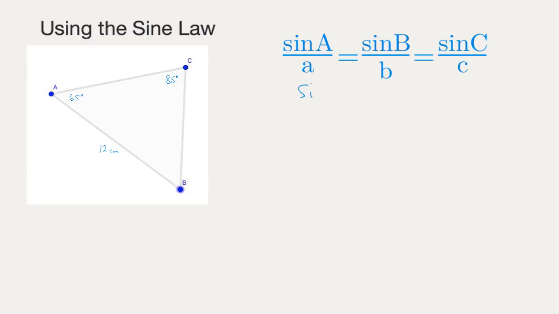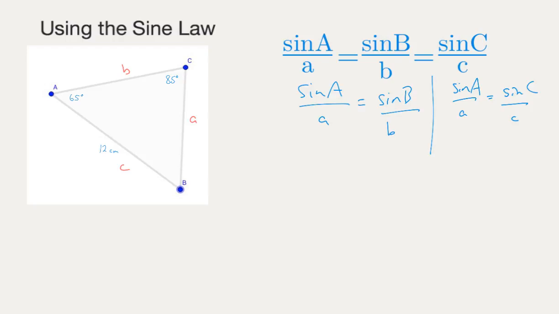So for example, you might set up a sine law that says sine angle A over side A equals sine angle B over side B. Of course, remembering that the small letters are the sides opposite to the vertices that have the capital letter for that angle. You might also set up a sine law using sine A over A equals sine angle C over side C. It depends what you want to find.